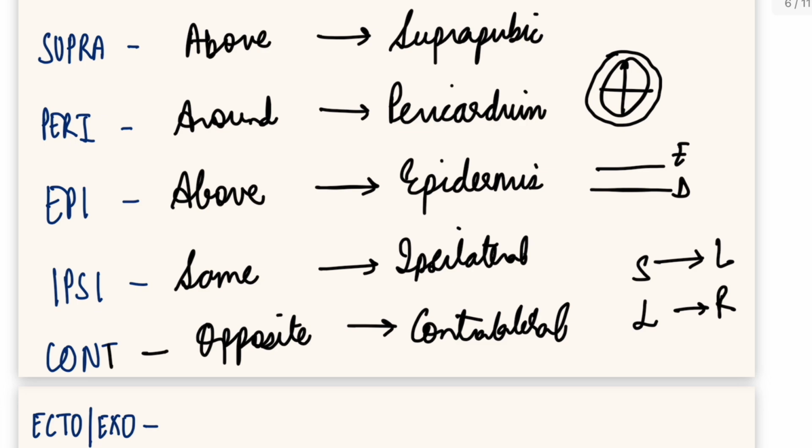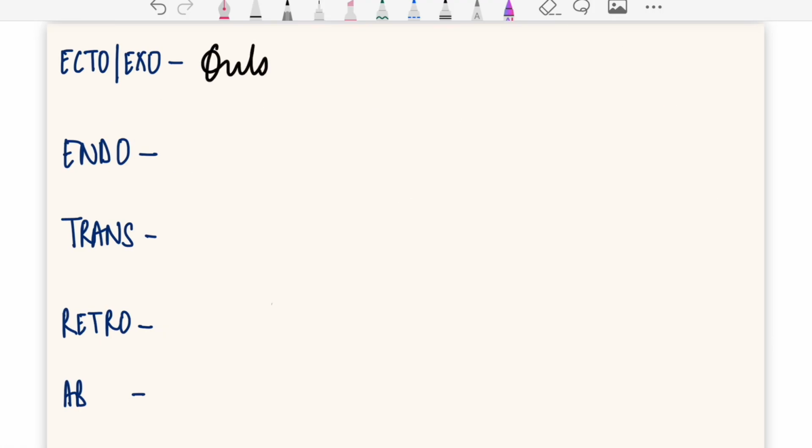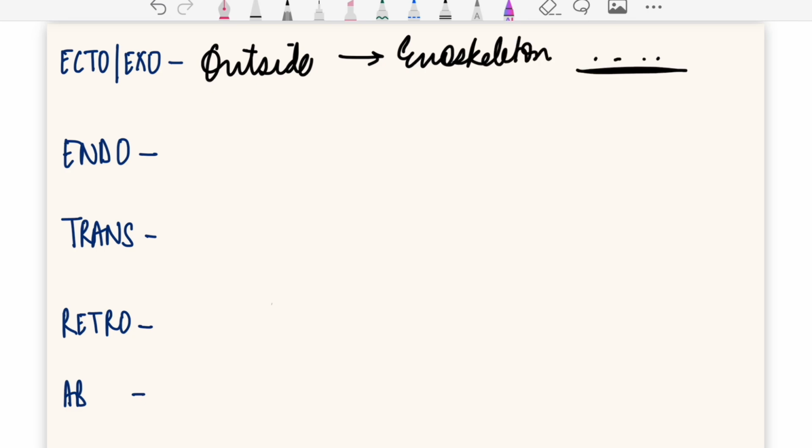Now coming to exo. Exo means outside. So for example, exoskeleton. So what do you understand by exoskeleton? Exoskeleton is basically skeleton on the outside which forms a protective covering or a protective layer.